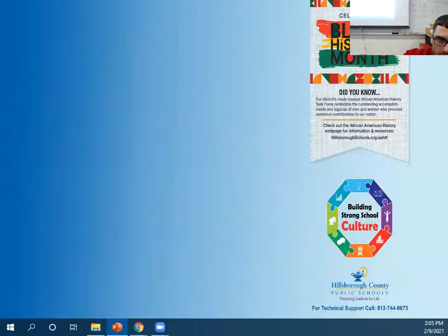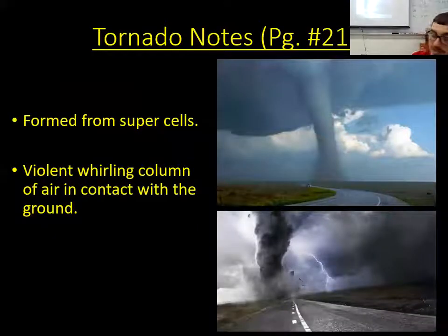I want you guys to write on page 21 that tornadoes are formed from supercells and they are violent whirling columns of air in contact with the ground, again, destroying everything in its path. So we're going to write that down on page 21. I'll give you 10 seconds to take a picture, and we'll move on to our last thing of the day, which is the video. The video has two questions, then we'll call it a day.